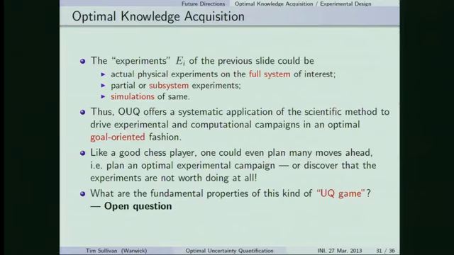And a very open question is, just like there are sort of topological games, like the Banach-Mazur game, for which certain spaces are complete if certain players have winning strategies in certain games, does this UQ game have any fundamental properties? Are there things that you can definitely learn if you have a winning strategy, or if you can't have a winning strategy?